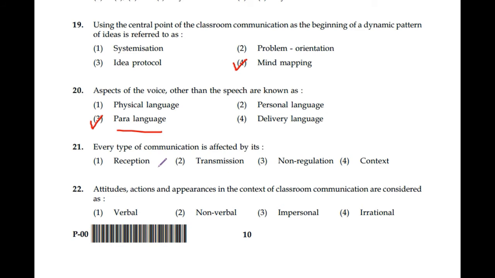Now question number 21. Every type of communication is affected by its reception, transmission, non-regulation, context. So the correct option is the fourth, context. Attitudes, actions and appearances in the context of classroom communication are considered as verbal, non-verbal, impersonal, irrational. So action, definitely it is non-verbal. So the second is the correct option.